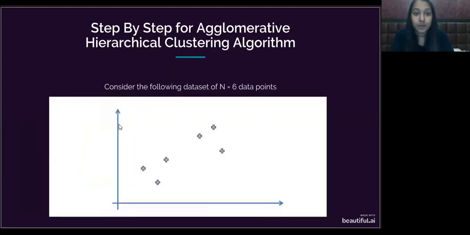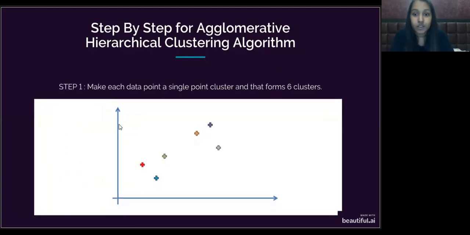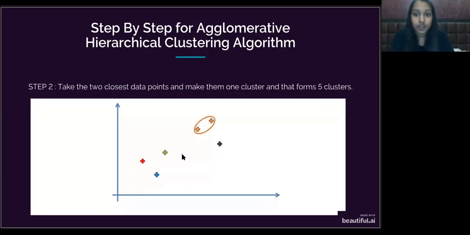Now, step by step for the agglomerative hierarchical clustering algorithm, we will take an example. Consider the following data set of n equal to 6 data points. Step 1 is to make each data point a single-point cluster, and that forms 6 clusters, as we can see in the image that every single point is a separate cluster. The next step is to take the two closest data points and make them one cluster. As we can see, these 2 points are the closest, so we put them together in one cluster, and now we have 5 clusters. 1, 2, 3, 4, and these two form one cluster.